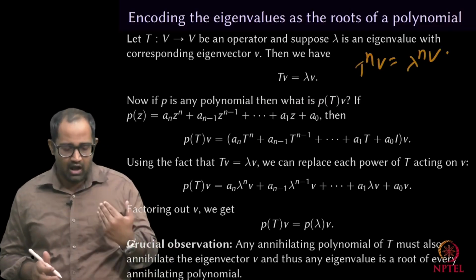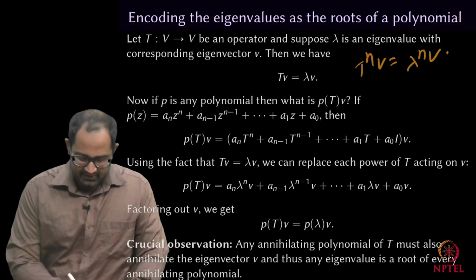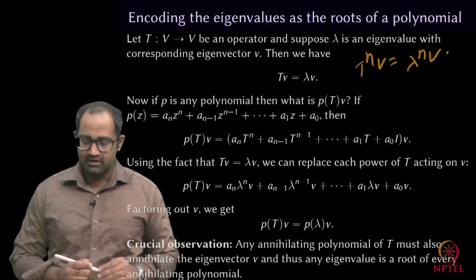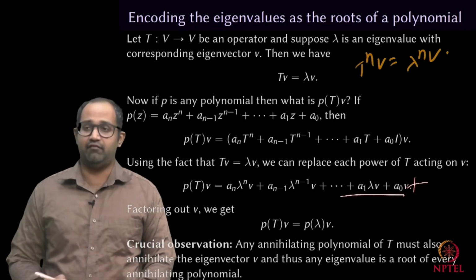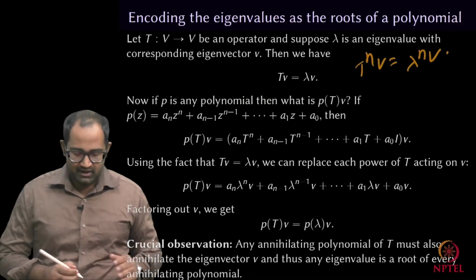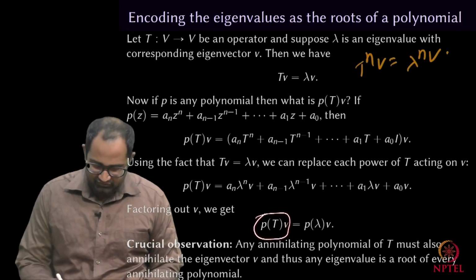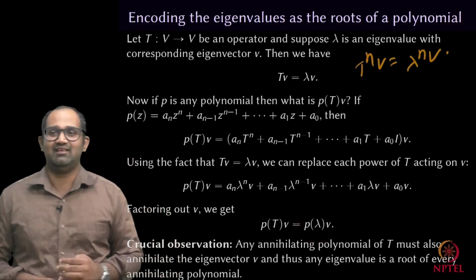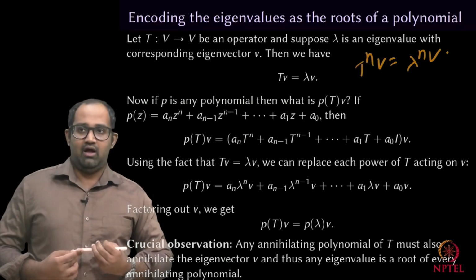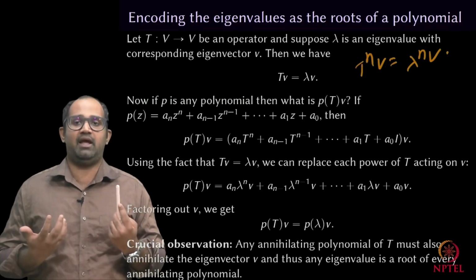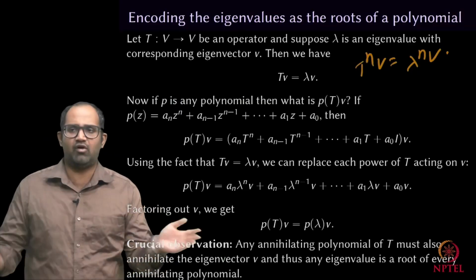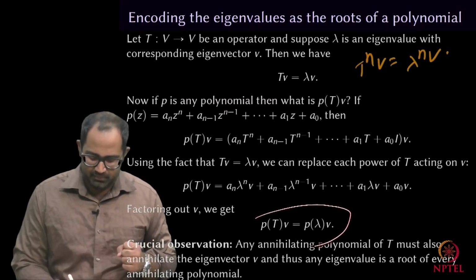Now evaluating P of T on v, we get a_n lambda to the power n v plus a_(n-1) lambda to the power n minus 1 v plus dot dot dot plus a_1 lambda v plus a_0 v. Now we can factor v out, and you get P of T applied to v is actually just P of lambda times v. That worked out to be nice, and you can do this factoring because all the common algebraic things hold in a vector space: associativity, commutativity, distributivity. You mix all of these together, you get P of T v equal to P of lambda v.